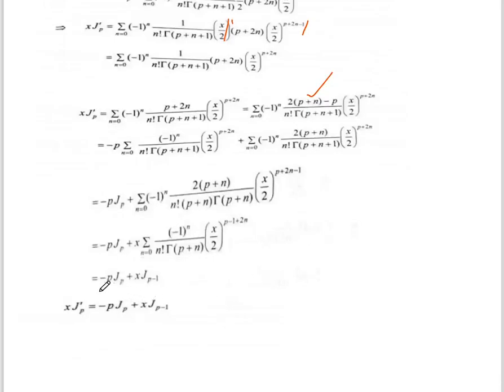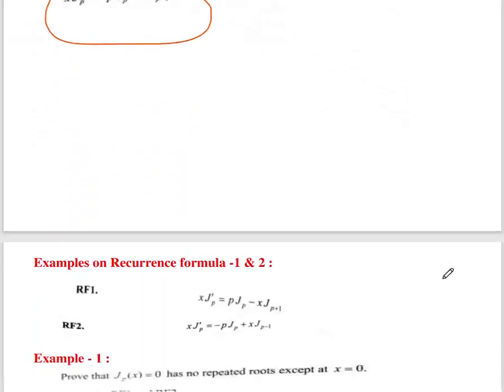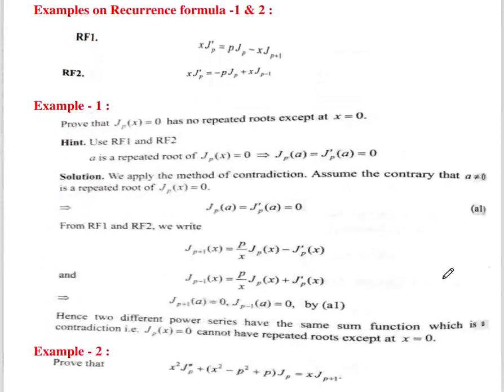So what is the next step? Here we have taken x outside of the bracket, x by 2. So minus p Jp plus the summation of this term, and this is nothing but J(p minus 1). Hence the second recurrence formula is proved. Now we will see some examples on recurrence formula number 1 and recurrence formula number 2. This is the first formula and this is the second formula.